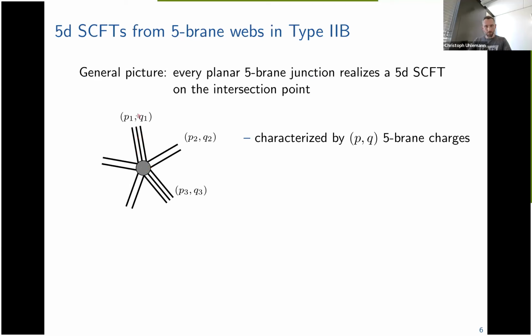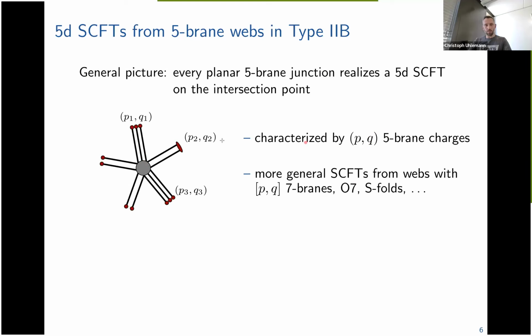I'm resolving things slightly here just to indicate a little bit the structure, but the idea is this is an intersection at a point, and we then get a superconformal field theory which is characterized entirely by the 5-brane charges. We can do more interesting things. We can terminate these 5-branes on (p,q) 7-branes in an interesting way to generalize the construction at orientifold planes, F-theory 7-branes, and those kinds of things.